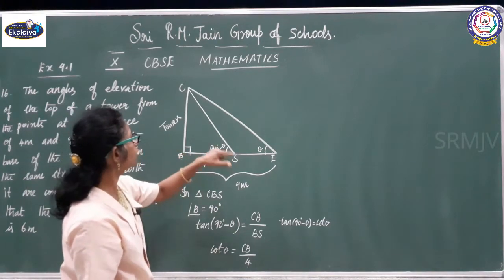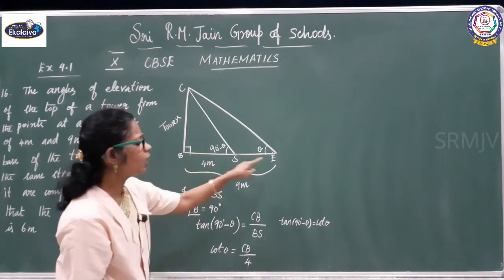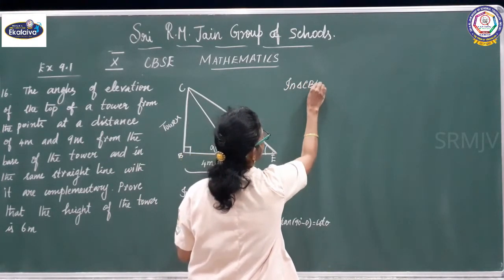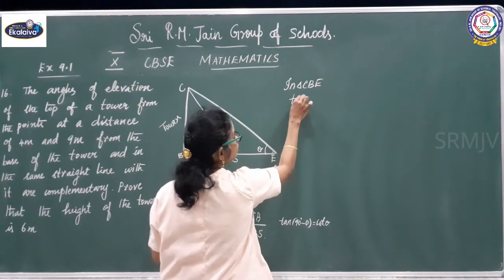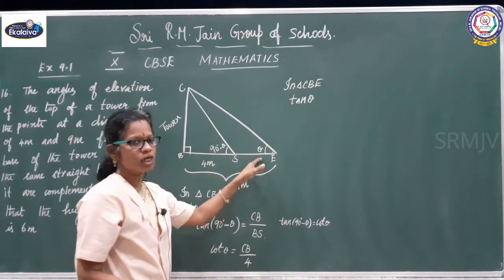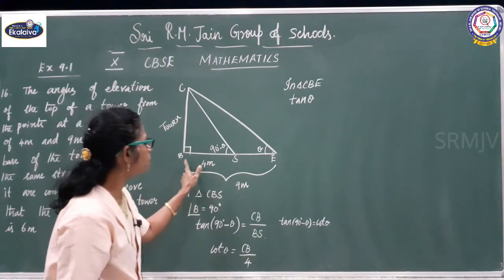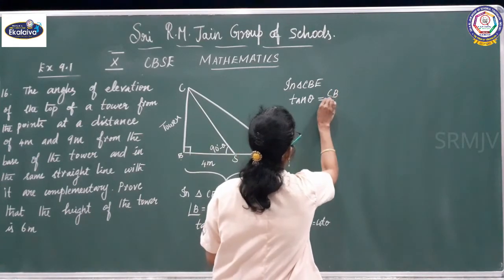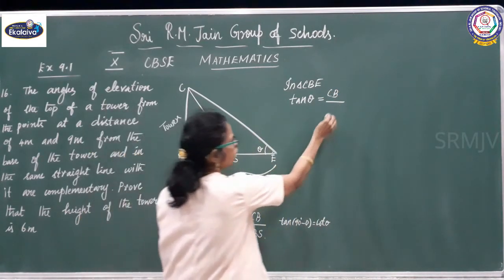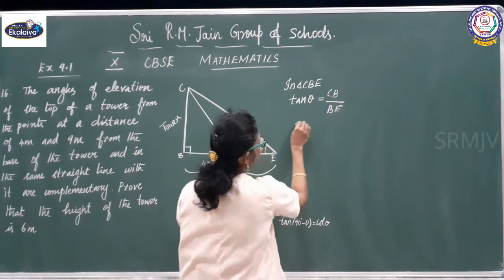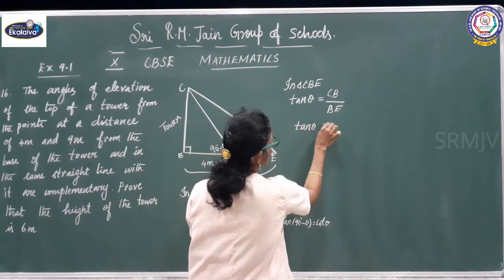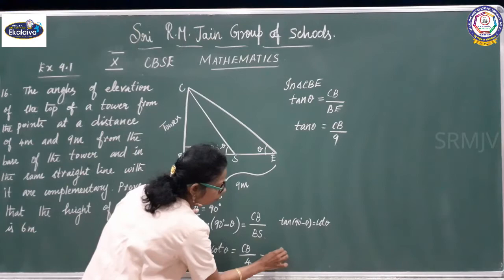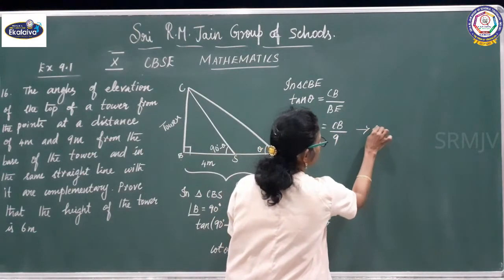Now we pass on to the next triangle, CBE. In triangle CBE, here angle is theta, tan theta equal to opposite by adjacent. What is our opposite? CB. Adjacent measurement, what it is? BE. BE is given as 9. So tan theta equal to CB divided by 9. This is equation number 1. Cot theta equal to CB divided by 4 is equation number 2.